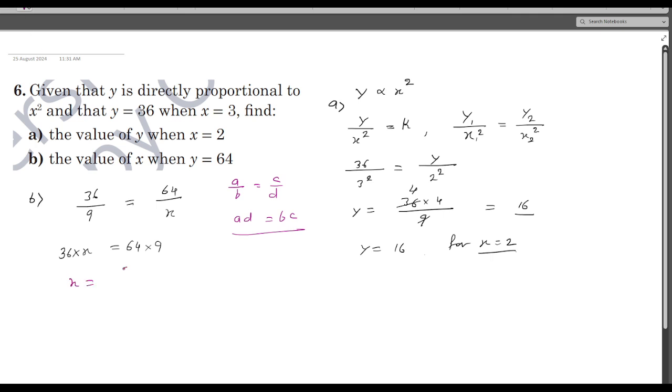Now I have to find out the value of x. So the value of x is 64 times 9 divided by 36. We are dividing both sides by 36. So 9 1 the 9, 9 4 the 36, and 64 upon 4 is 16, so 4 1 the 4, 4 6 the 24. So your x value is 16. This is your b part. The x value is 16.